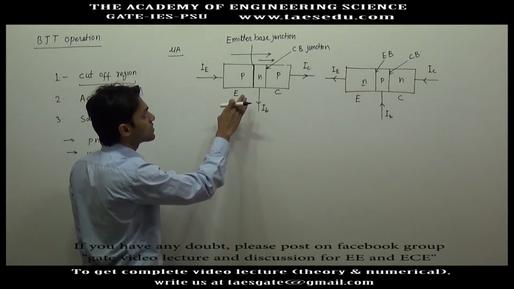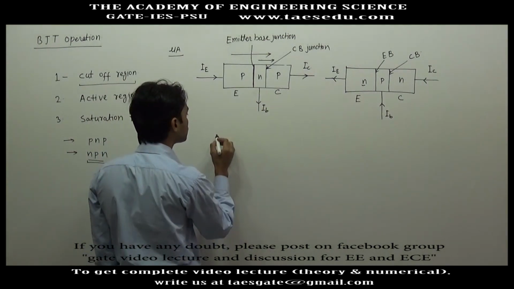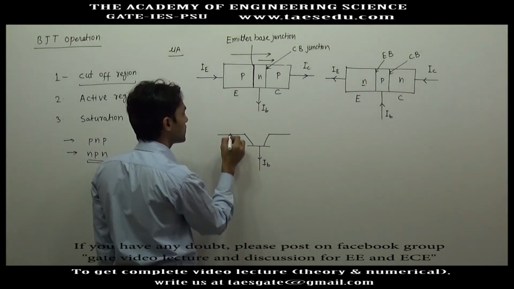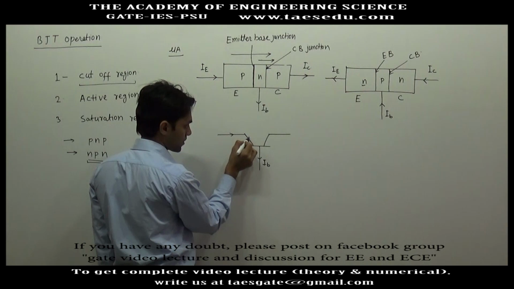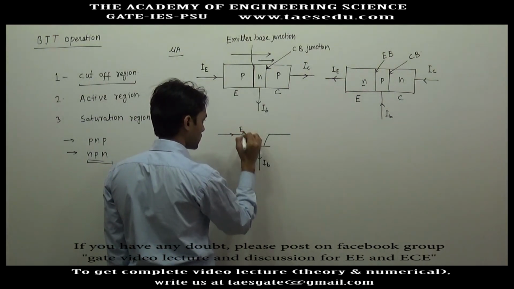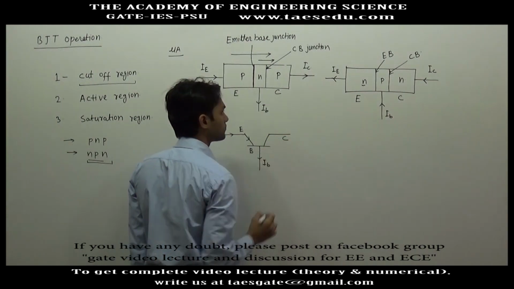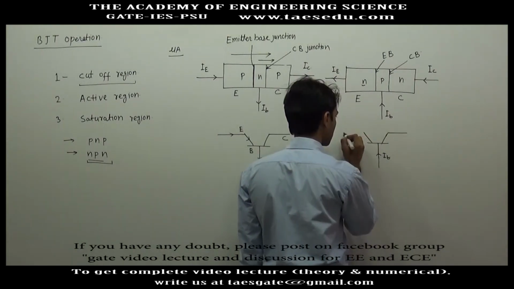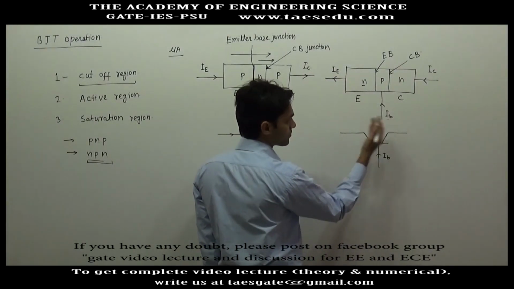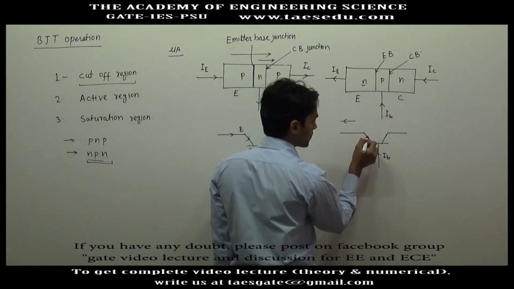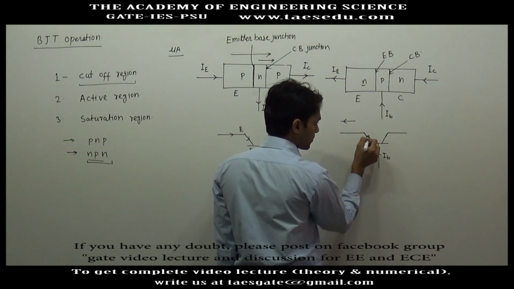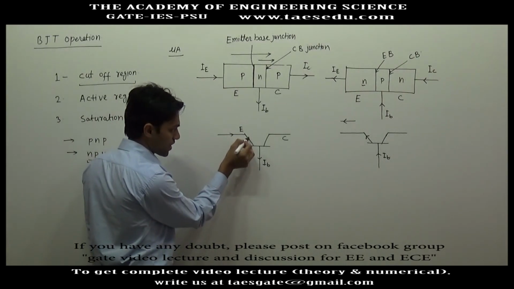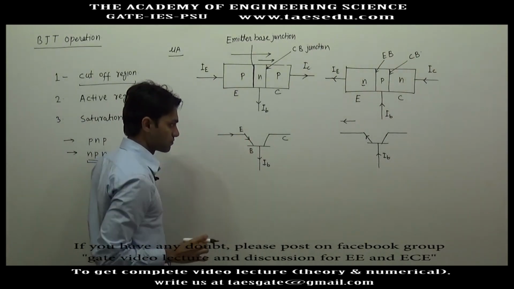Now I will represent this PNP transistor in symbol. First I made base, this is base current, this is emitter current, so the direction of current will be this. This is emitter, base and collector. In this case, this is base, the direction of current is this, so here we will indicate an arrow away from the transistor, and in case of PNP transistor, the direction of arrow will be towards the transistor.